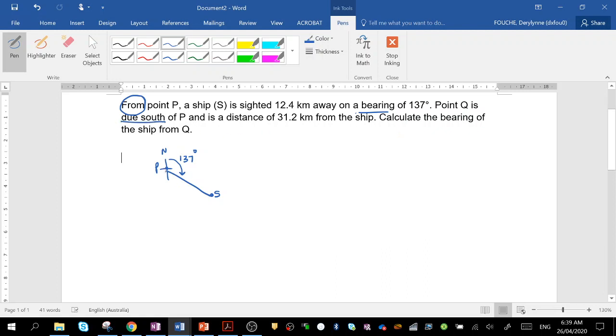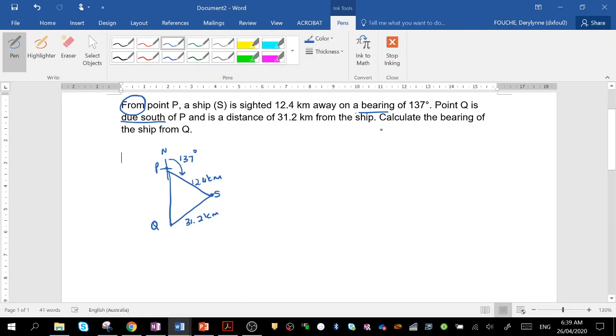Okay, the next thing we're going to read is that it says that point Q is due south. Now, due south means exactly south. So that means Q is directly below P, and it is a distance of 31.2 kilometers away from my ship. So that's 12.4 kilometers, and that's 31.2.